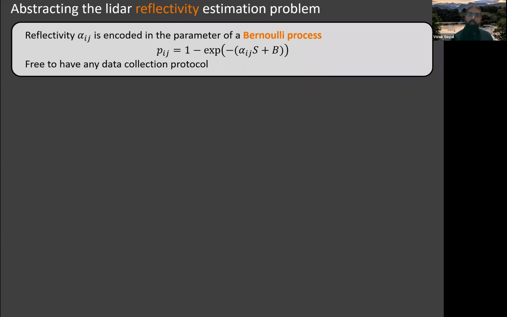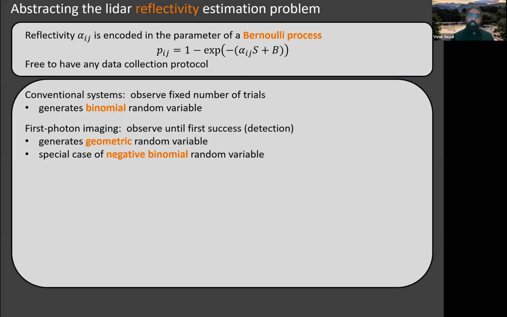By having periodic illumination and low flux reaching the detector, we have repeated trials in which either one photon is detected or no photons are detected. So we're observing a Bernoulli process, and the parameter of the Bernoulli process relates to the reflectivity of the scene patch. A conventional system observes a fixed number of trials, which generates a binomial random variable. First-photon imaging observes until the first success, which generates a geometric random variable. If we observed until the nth success, where L is some fixed number, we'd have a negative binomial random variable.